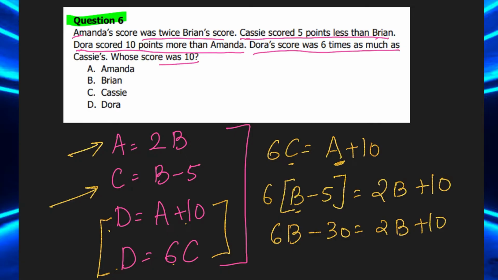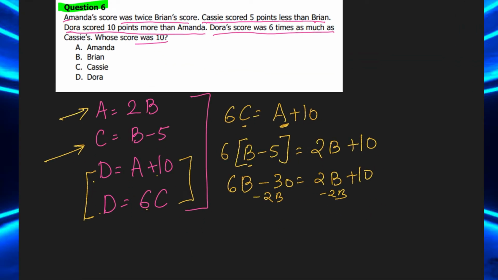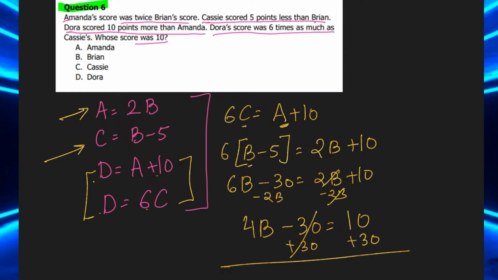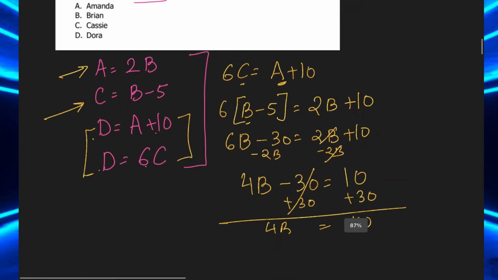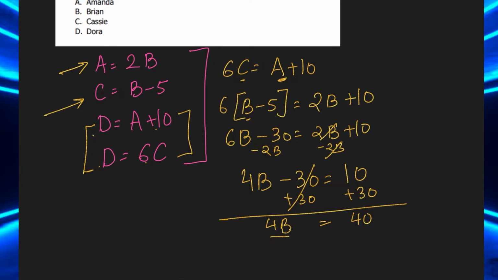And now taking away 2b from both sides, this is 4b minus 30 equals, this cancels out, equals 10. Now adding 30 on both sides, these cancel out, 4b equals 40. And again, dividing by 4 so that we can isolate b, these cancel out, b equals 10.